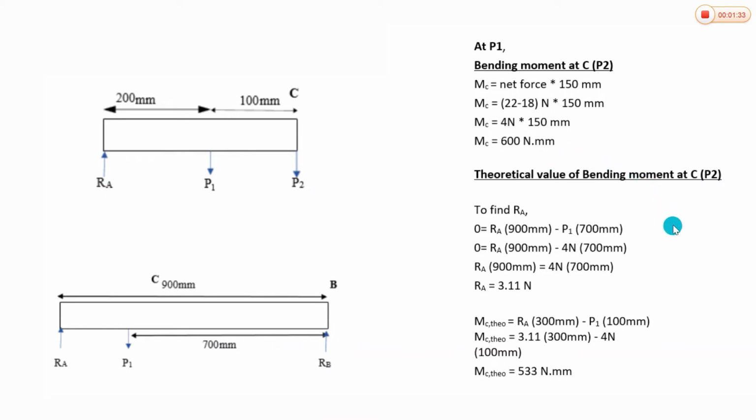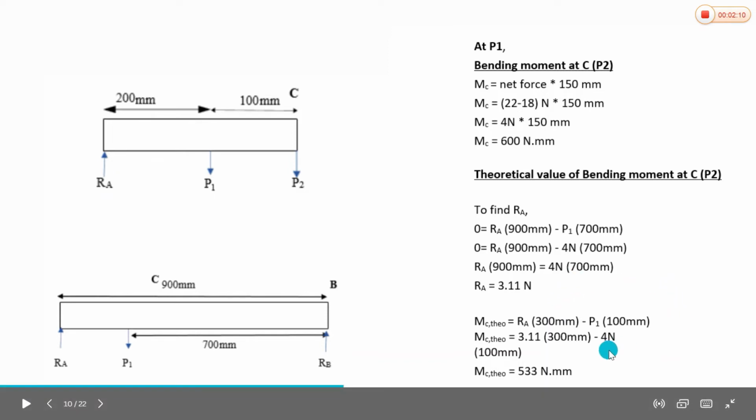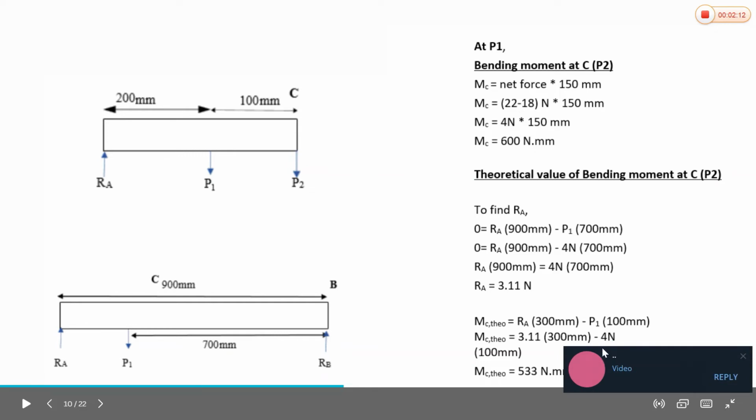To calculate the theoretical value of bending moment, first we need to find RA. The equation is RA times the total distance, which is 900 millimeter, equal to net force times the distance from P1 to RB, so equal to 4 times 700. So we get 3.11 Newton. Then to calculate the theoretical value of bending moment, we enter the value of RA into the equation, and we get the theoretical value of bending moment.